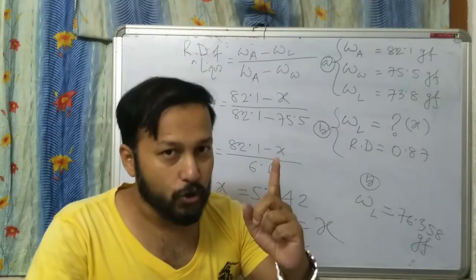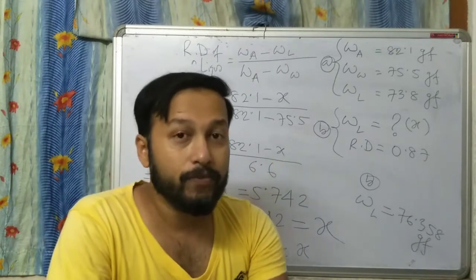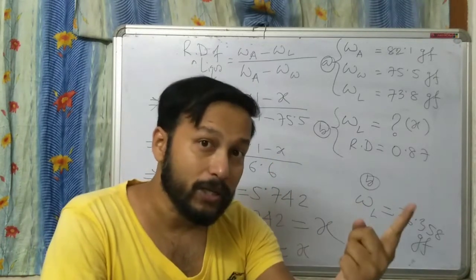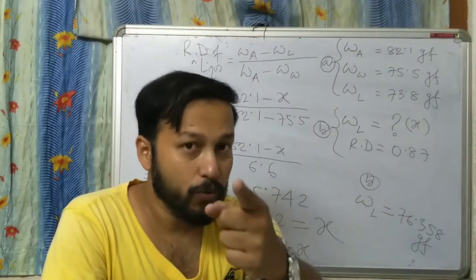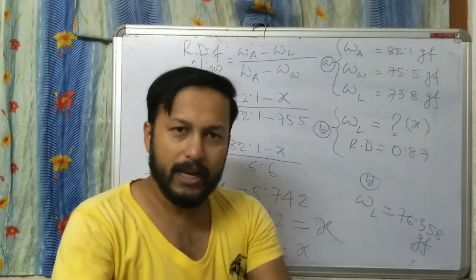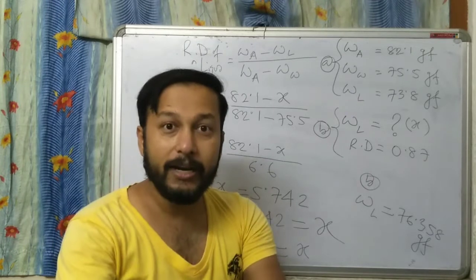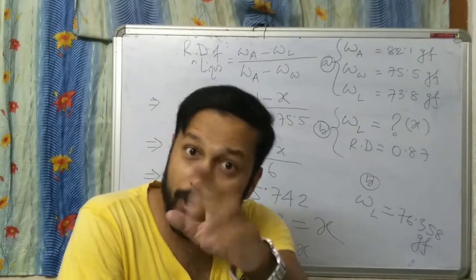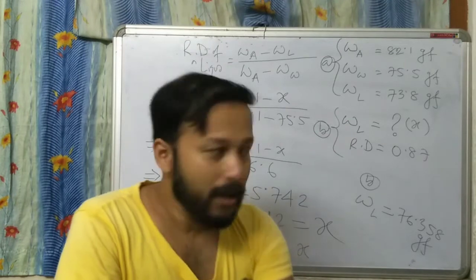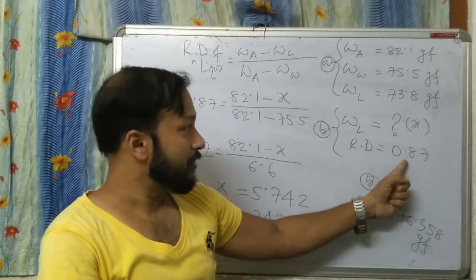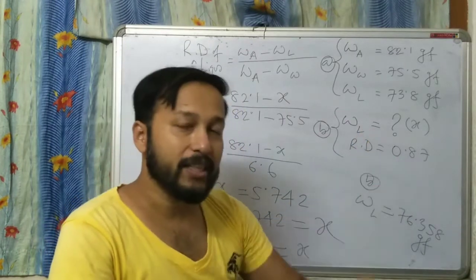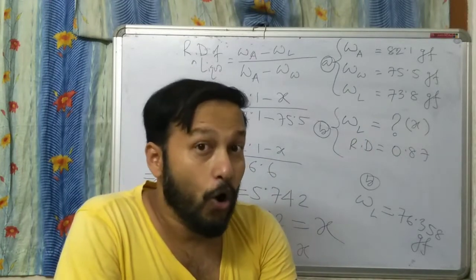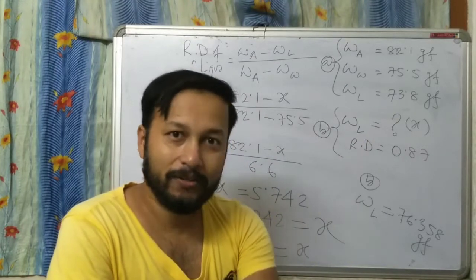Understood? So the first question and the second question are just opposite to each other. How? In the first question, the weight of the object in that liquid was given and you had to find the relative density. In the second question, the relative density of the liquid was given, but you have to find the weight of the object in that liquid. Understood?